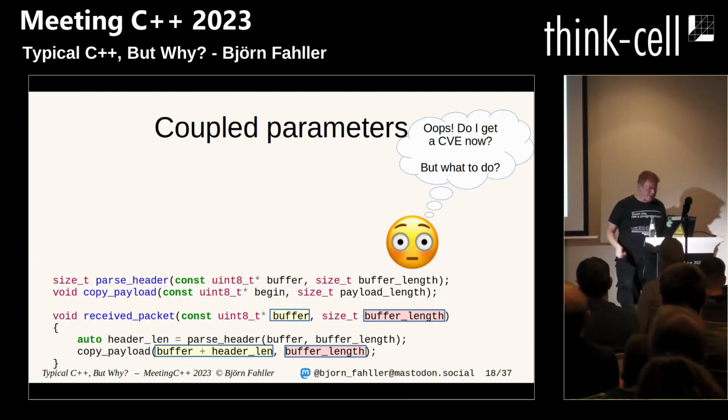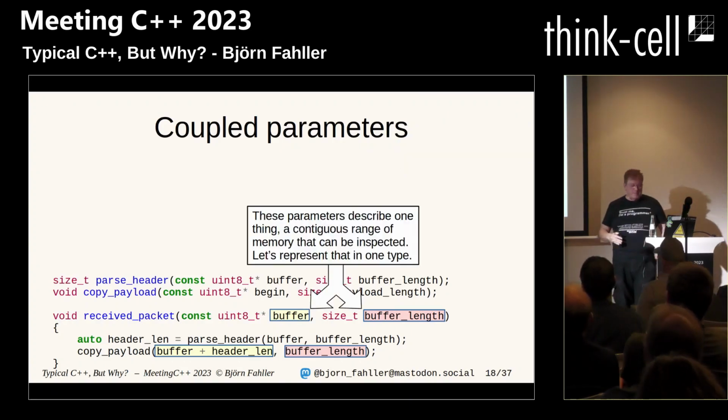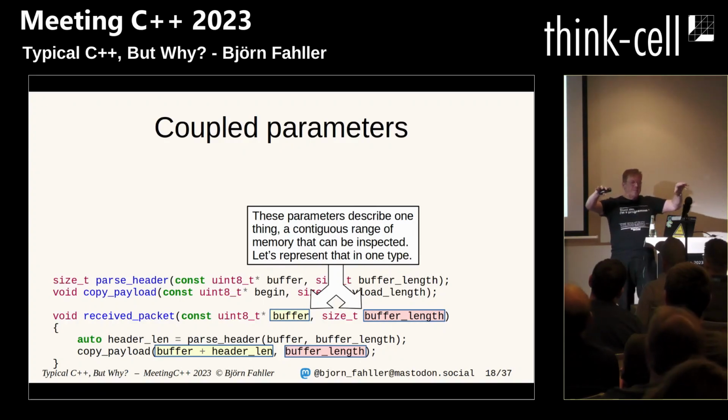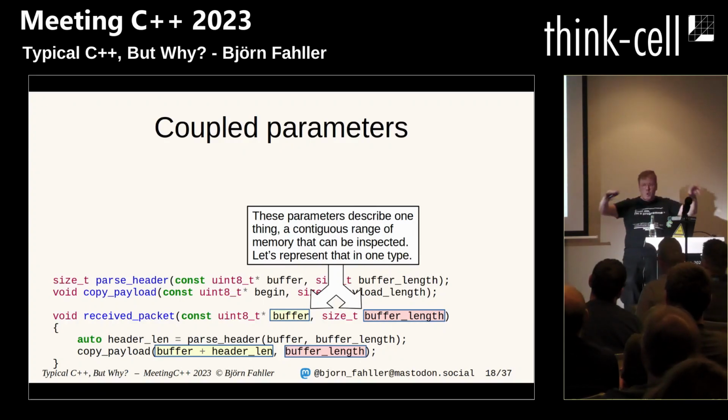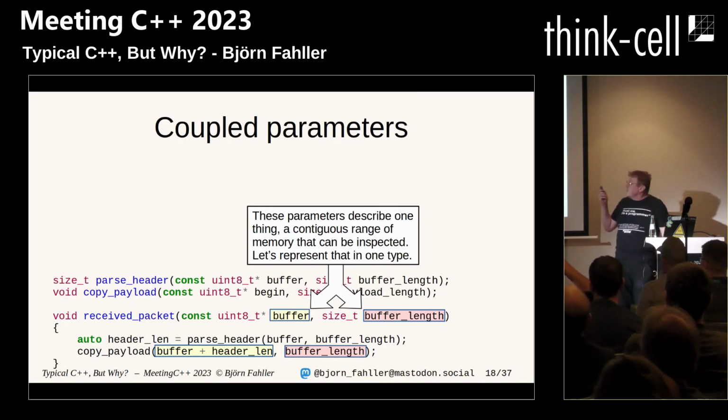But what is actually the underlying problem here? So, in my opinion, the problem is that we have two parameters that together describe one thing. The one thing is this contiguous block of memory that can be inspected. That is the thing. So let's write a type that represents that.